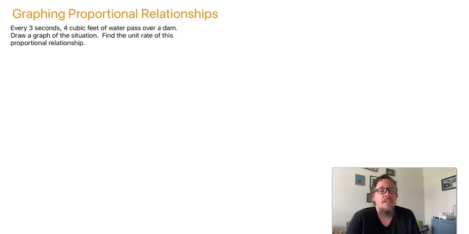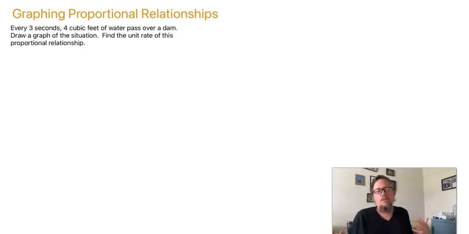All right, let's do a little bit of graphing here using the idea of rate of change. Every 3 seconds, 4 cubic feet of water pass over a dam. We're going to draw a graph of the situation and find the unit rate of this proportional relationship. Proportional relationship means a couple of things. It means the rate of change is constant and it means it passes through the point (0, 0).